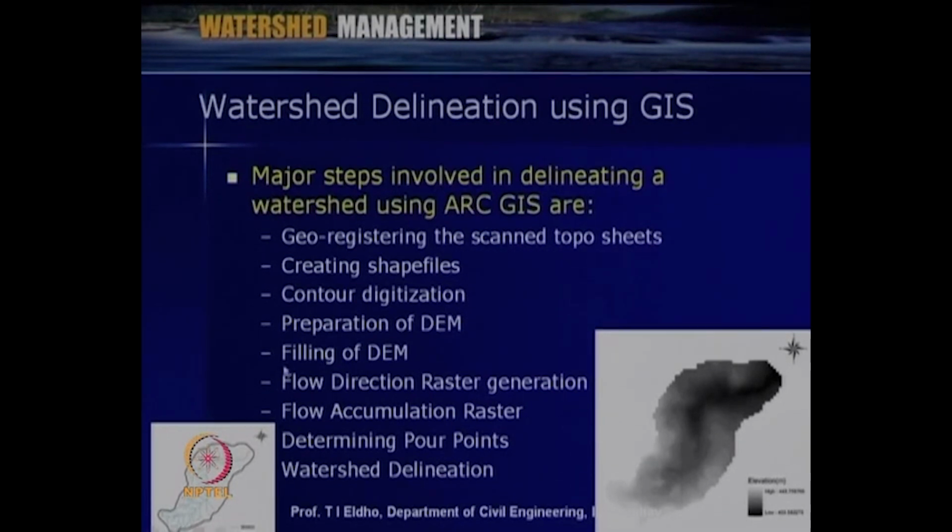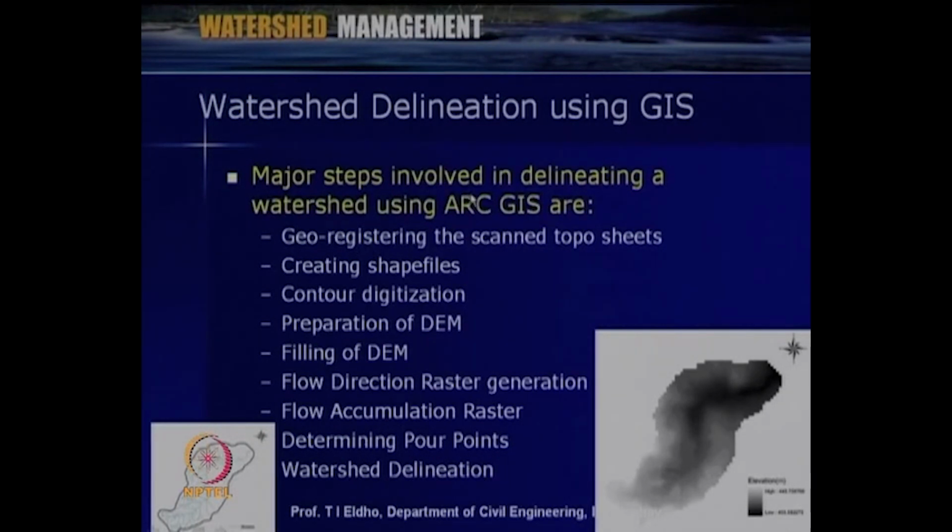So, as I mentioned, geo-register the scanned topo sheet. Then the next step is creating the shapefiles. Then we can do the contour digitization, then preparation of the digital elevation model, then filling of the digital elevation model, then flow direction raster generation, then flow accumulation raster, determining the pour points, and finally the last step is the watershed delineation.